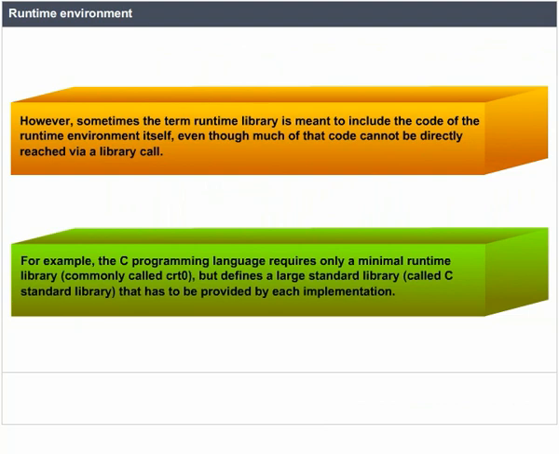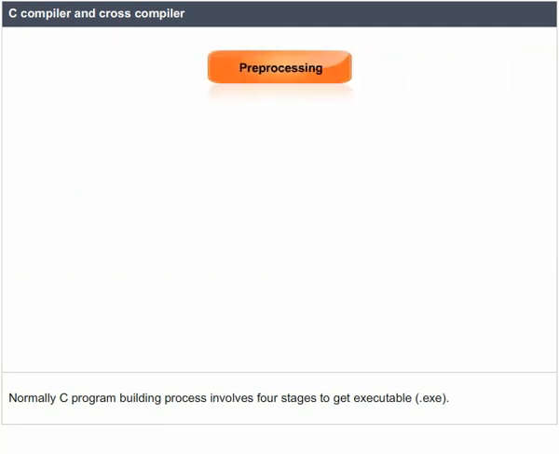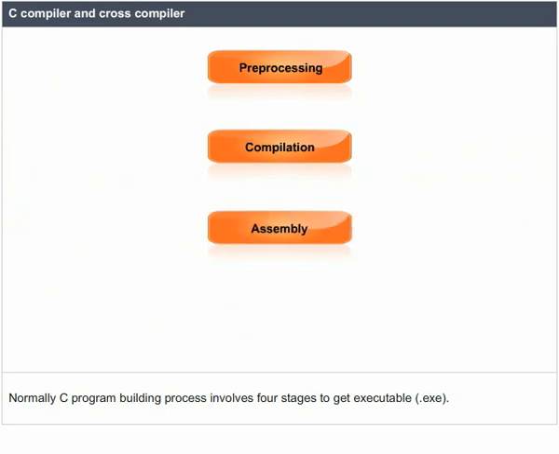For example, the C programming language requires only a minimal runtime library, commonly called CRT0, but defines a large standard library called the C standard library that has to be provided by each implementation. C compiler and cross compiler. Normally, the C program building process involves 4 stages to get an executable .exe. Number 1, preprocessing. Number 2, compilation. Number 3, assembly. Number 4, linking.